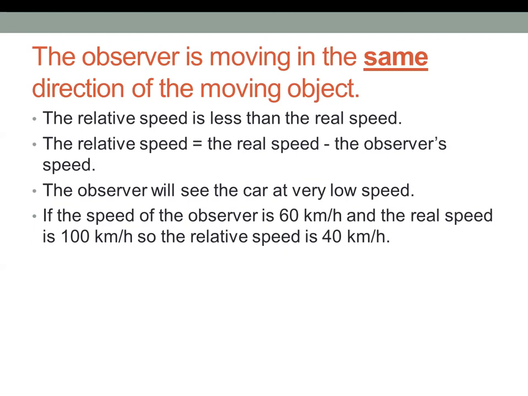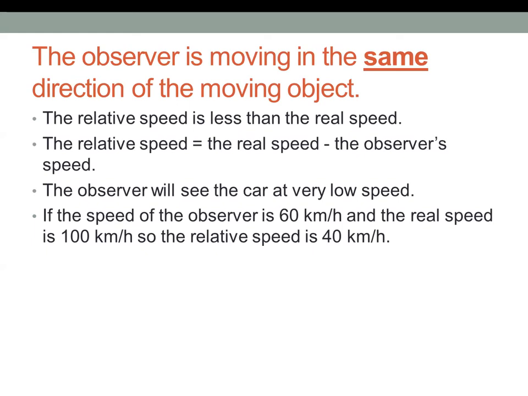Other case, if the observer is in the same direction of movement as the moving object. If we are in two cars and we are in the same direction, I will feel that the car is slower. It's literally slow. Okay? So the relative speed will be less than the real speed. So the relative speed here equals real minus observer. So the observer will see the car at very low speed. Okay, if we are in the same direction, I will see it at very low speed.